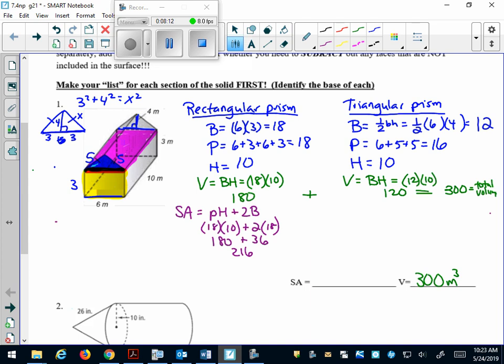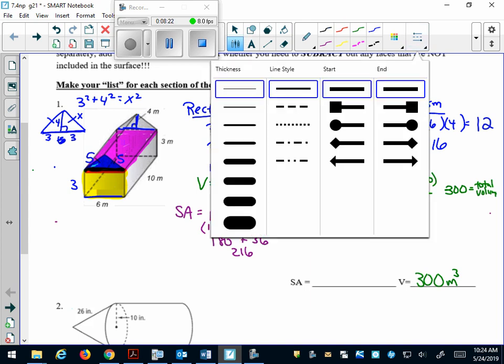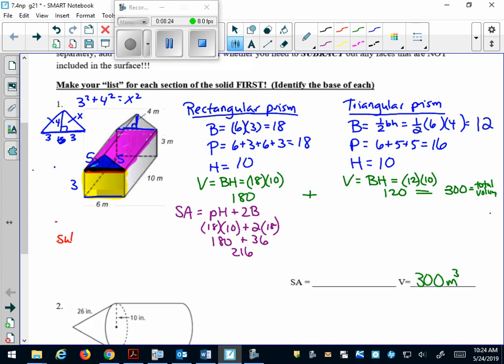Once we've done that, though, we have to subtract out the piece that's not actually on the surface. And we said that's a rectangle. What are the dimensions of that rectangle? Yep, so subtract out the 6 by 10 rectangle. So we're going to subtract out 60.